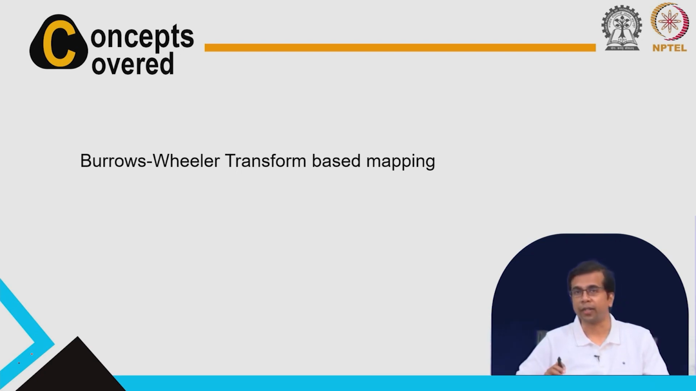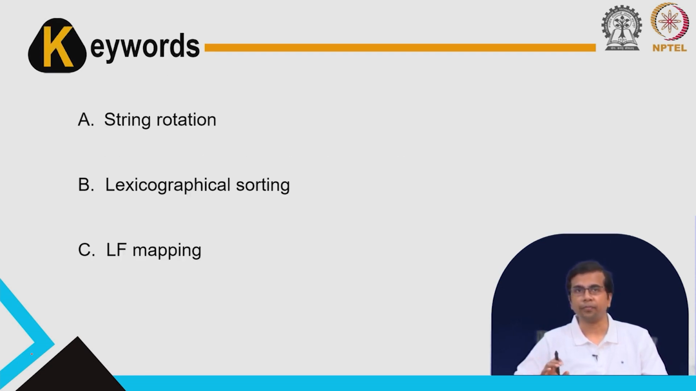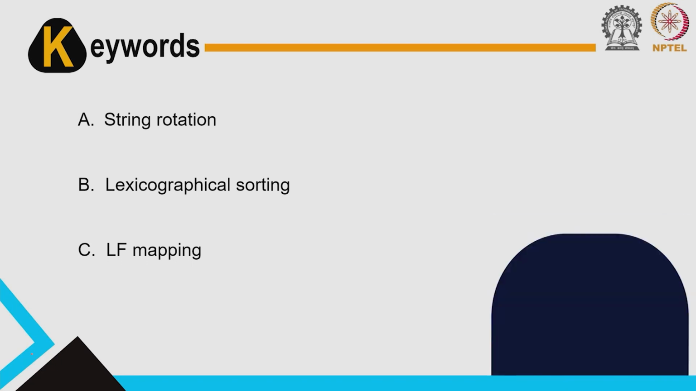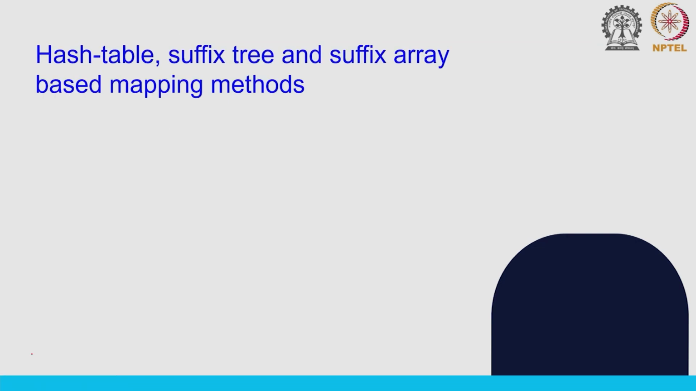We will discuss what this Burrows-Wheeler transform is and then we will discuss the mapping algorithm. These are the keywords that will come across in this presentation. One is string rotation, another is lexicographical sorting and the third is left mapping. We will discuss these concepts in detail, but you will see these terms throughout the presentation.